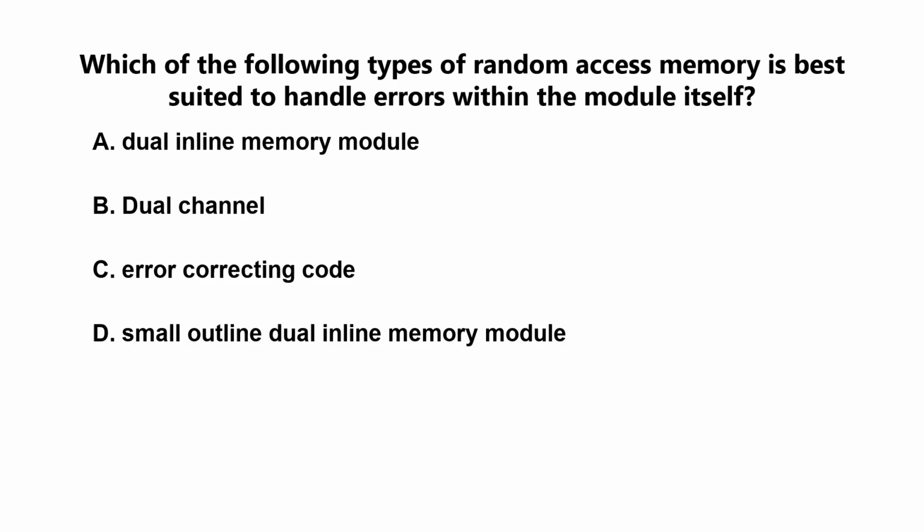Question 22. Which of the following types of random access memory is best suited to handle errors within the module itself? Option A, dual inline memory module. Option B, dual channel. Option C, error correcting code. Option D, small outline dual inline memory module. The correct answer is option C, error correcting code.